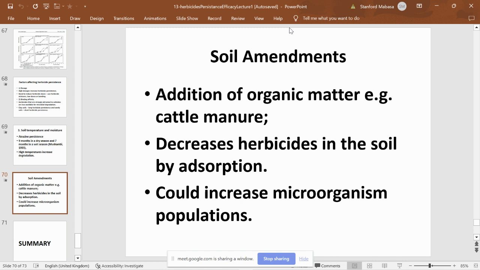Now, there can be soil amendments if we wanted to adjust, or if we wanted to make some crops grow in affected areas. We may add organic matter, e.g., cattle manure. This can decrease the herbicides in the soil by adsorption. It can also increase microorganism population, which can enhance herbicide degradation. Remember, these microorganisms, once they sense the herbicide, are going to prepare the appropriate enzymes which will degrade these pesticides.